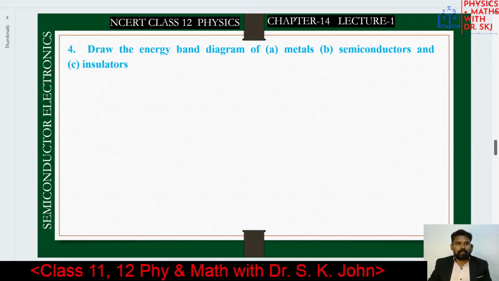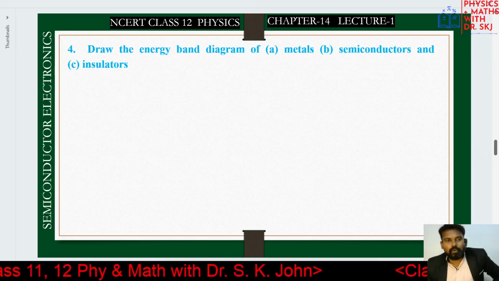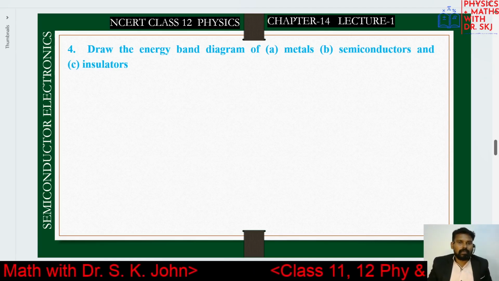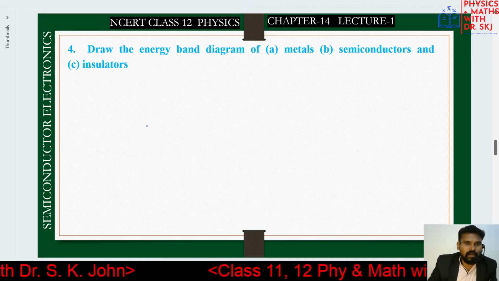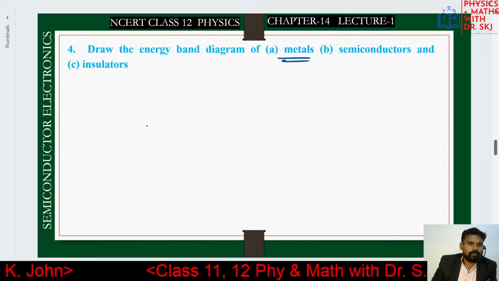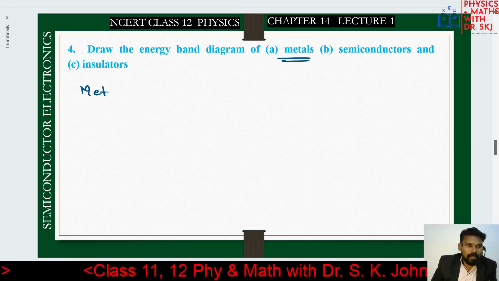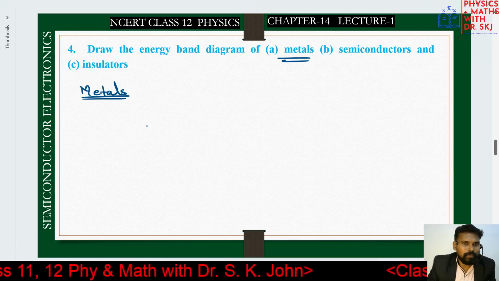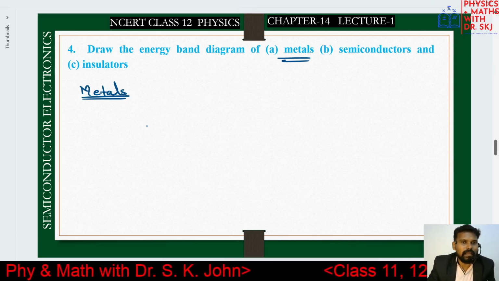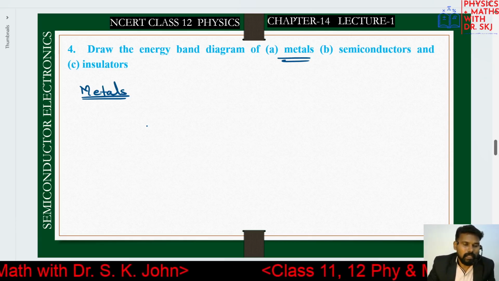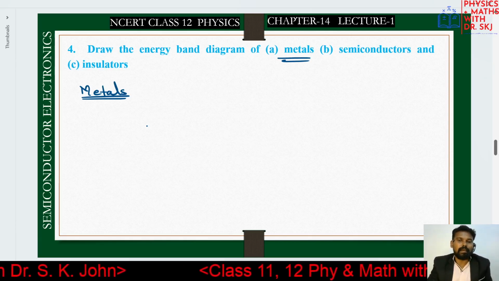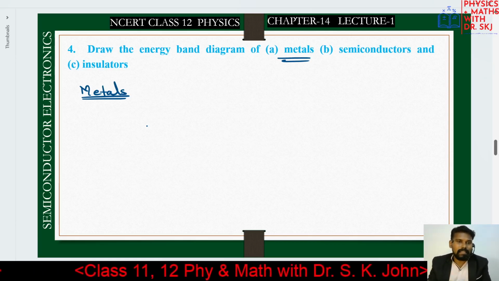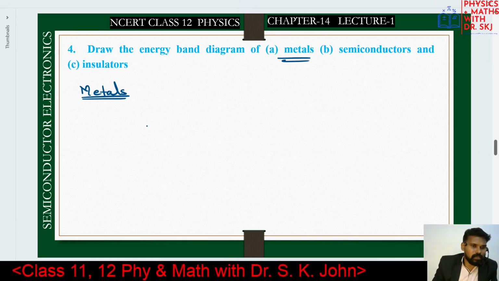Now coming to the energy band diagram. How can we draw the energy band diagram in metals, semiconductors, and insulators? First of all, in metals, how can we draw the energy bands? In metals, as given in the NCERT textbook, there are two cases of energy band diagram. For some metals, one energy band diagram will suit, and for some other metals, the other energy band diagram will suit.